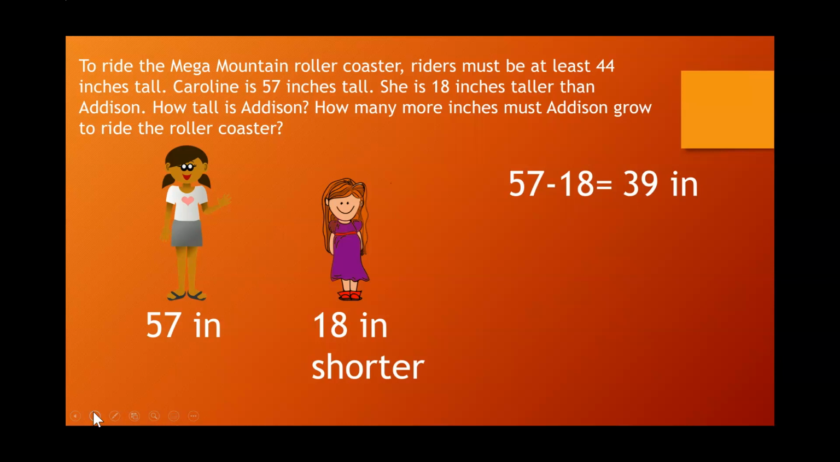Now we need to figure out how many more inches Addison needs to grow to be able to ride the roller coaster. Well, she needs to be at least 44 inches tall, but she's only 39 inches. So we can take 44 minus 39 to figure out how many more inches she needs to grow. Go ahead and solve that on your own. Did you come up with 5 inches?